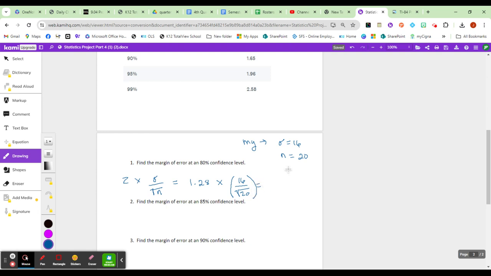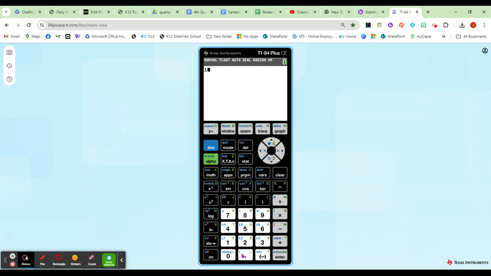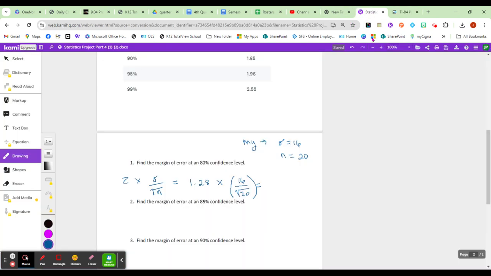I want to show you probably the best way to enter this in your calculator. You're going to do 1.28 times, and then use that left parenthesis, whatever your standard deviation is, divided by. On your TI-84 to get square root, it's the second function on your x squared, so you'll have to do second x squared. You'll put the 20 in, and then you will have to arrow to the right if you're using your TI-84 to get out from underneath the square root key, and then do a right parenthesis. And then I'm getting about 4.58.